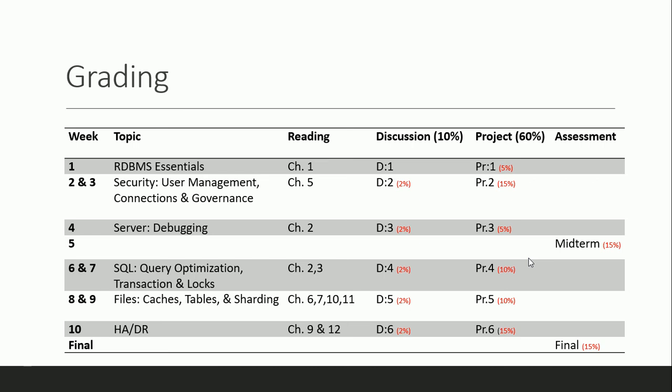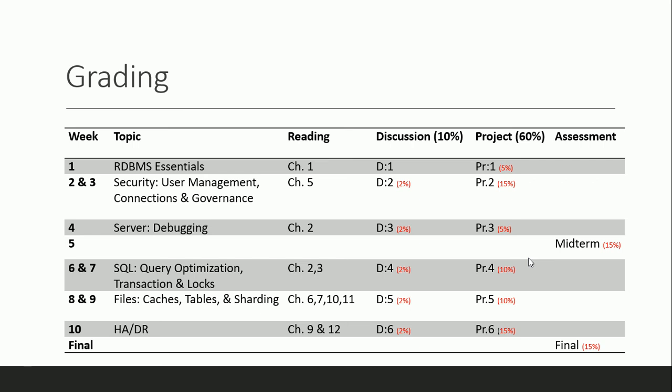So we might shift project 4 and 5. I may eliminate one of those just so that we can make sure we have plenty of time to get to that project. But again, we'll play this by ear and we'll see how you guys do as we go through the class. But that's it. So that's the grading rubric. So it's 10% discussion, 60% project, 30% assessment from the midterm and the final.